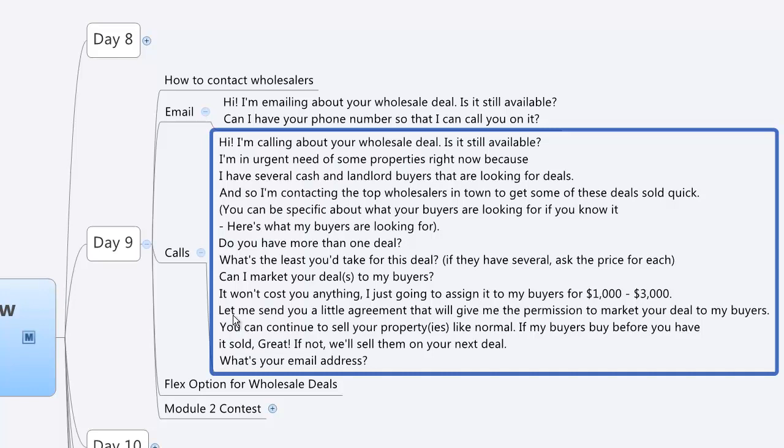Okay, and then let them know, hey, let me send you a little agreement that will give me permission to market your deal to my buyers. You can continue to sell your property like normal. If my buyers buy before you have it sold, great. If not, we'll sell them on your next deal. All right, what's your email address so I can send you the agreement?